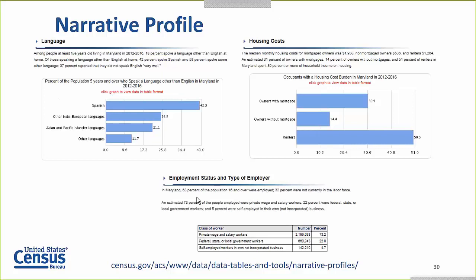Now for products that will be available on release day. Again, this is December 19th. The 5-year narrative profile is one of our more popular products. It's not available in American Fact Finder or data.census.gov, but it is available on the ACS website.